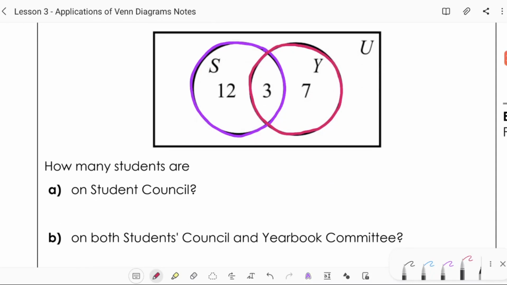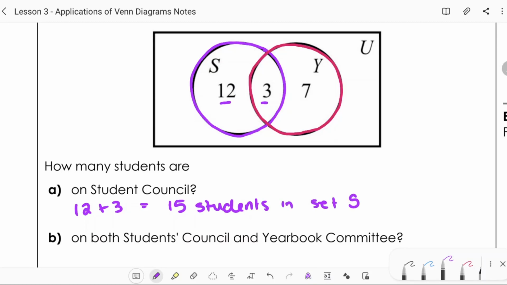So how many students are on student council? When I need to consider both of these locations, I have 12 students who are strictly in student council, and I have 3 students who are in student council and yearbook that are separate from those 12 students individually. So I have 12 plus 3. So I have 15 students on student council, or I can say that's 15 students in set S. The number of students in set S, in both of those locations, is 15 students.